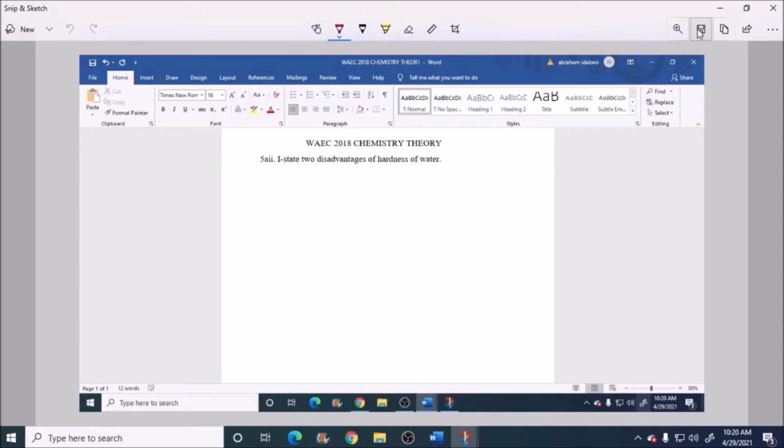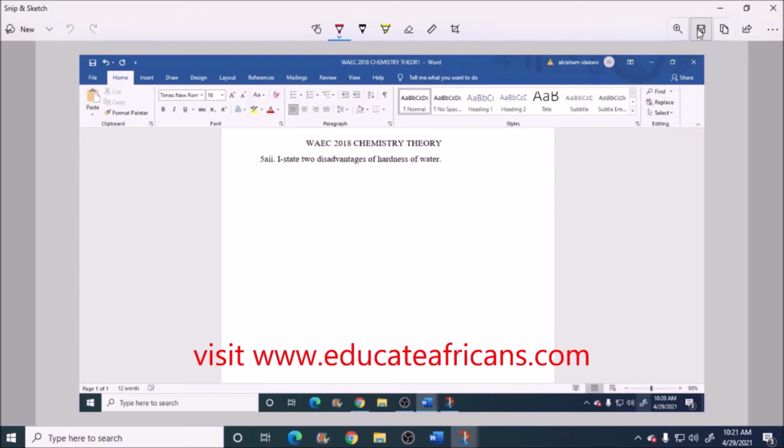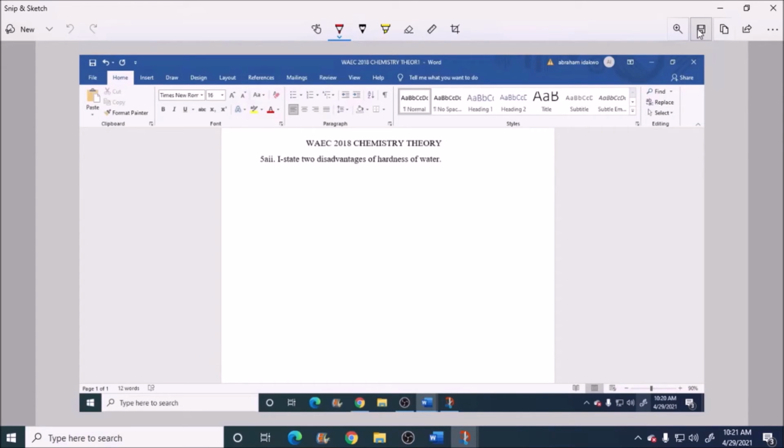Then we still have Roman figure 1 there. We have to state two disadvantages of hardness of water. One of the disadvantages of hardness of water is that for washing, hard water requires a lot of soap before it can form a lather. Soft water is ideal for washing as soap lathers readily in it. That's number one. Then we have number two, hardness of water causes fouling of kettles and boilers.